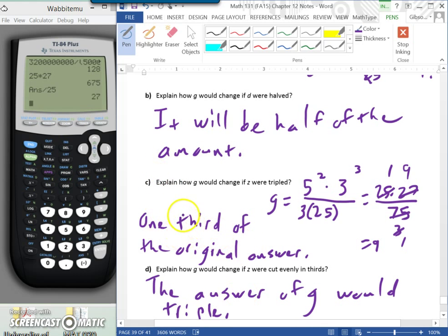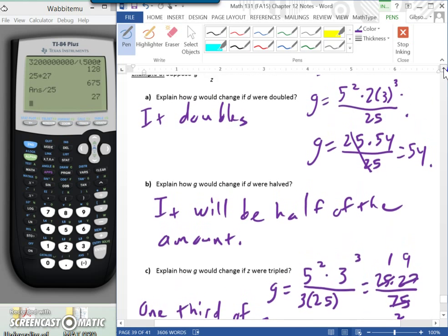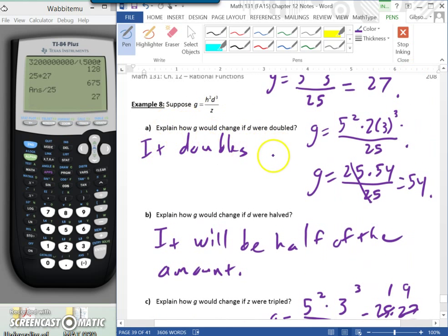And let's go back here to C. I want to make one change to C just to make it reflect. It'll be 1/3 of G instead of just saying of the original answer. It'll be 1/3 of G just to have it in terms of G. And going back up here to A and B, we can just say it doubles G. It will be half of the amount of G. And then this finishes out 12.8.